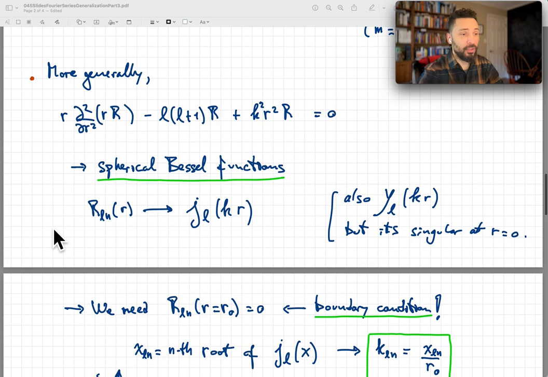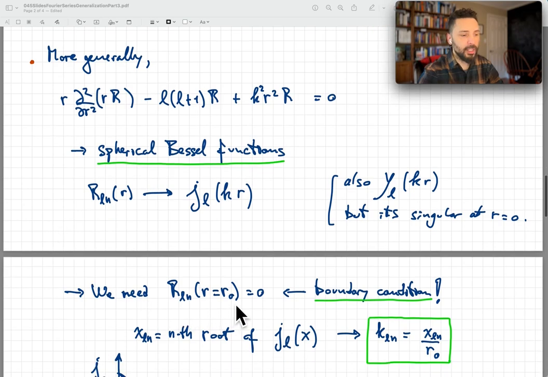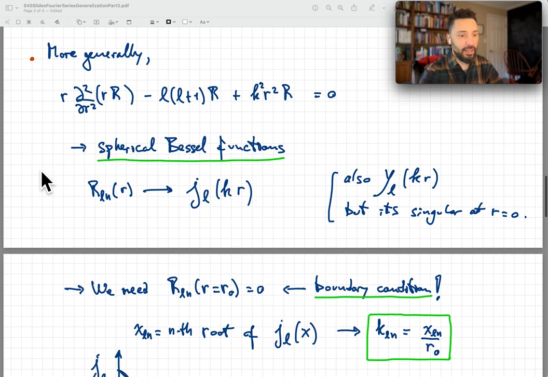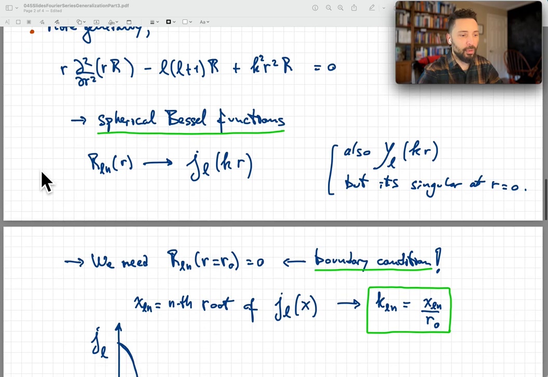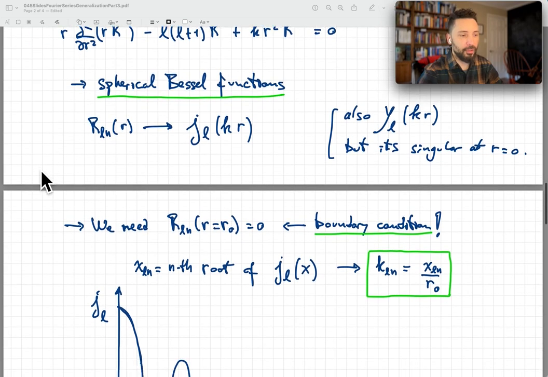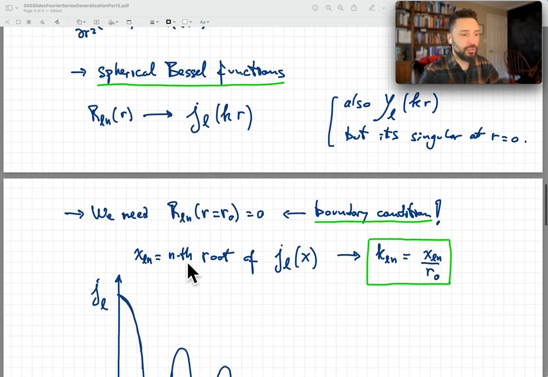Now we still need to enforce that our solution has to vanish at r equal to r0. So we want to use this as a solution to our problem, but we have to adjust k. Remember that k comes from the eigenvalue lambda, and we haven't really figured out what that is yet. And so that is enforced by our boundary condition. In this case, what we want to say is that we want to take x_ln to be the nth root of j_l of x. So we want to make sure that when r is equal to r0, this input into the function makes the whole function vanish.